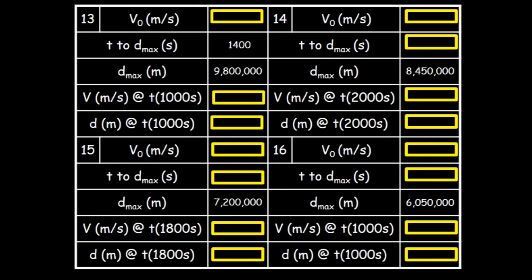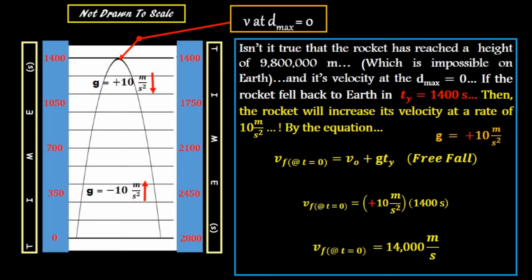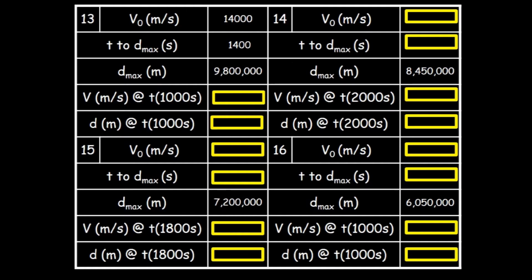So let's see what we do next. I'm going to guess that we're going to do V naught, and that's going to be 14,000 meters per second. You're going to want to read this, consider it, look at it carefully, learn something from it, stop it, pause it, rewind it, whatever you have to do. And then we're going to look for the velocity at 1,000 seconds, which again is 400 shy of the Dmax.